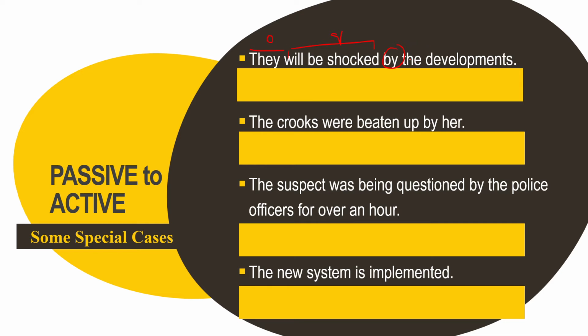What is causing the shock, or what is responsible for shocking them, is the developments. So this becomes the subject. Okay, responsible for the action. The by will go away in the active sentence. So switch: put the subject in front, the developments, and put the object at the end. Now when you put the object at the end, it will come after the verb, right? Here it's before the verb, so you know the changes.